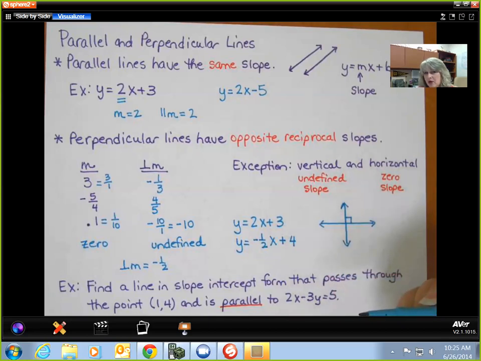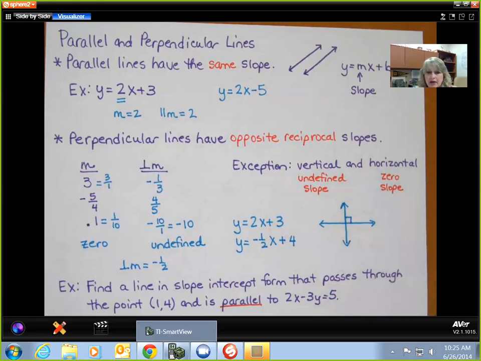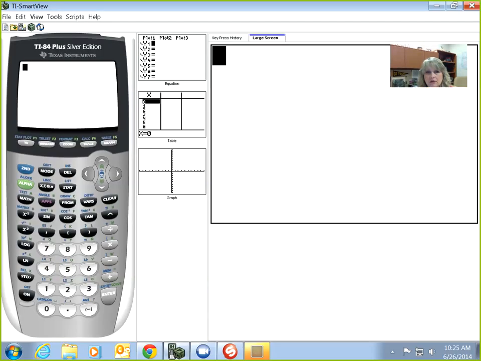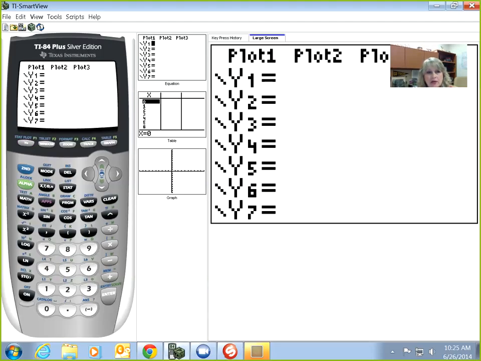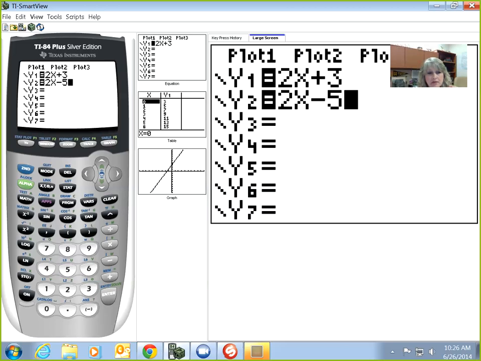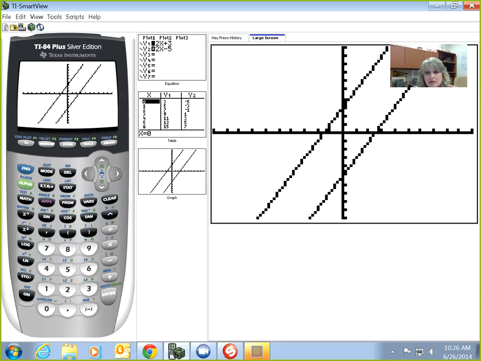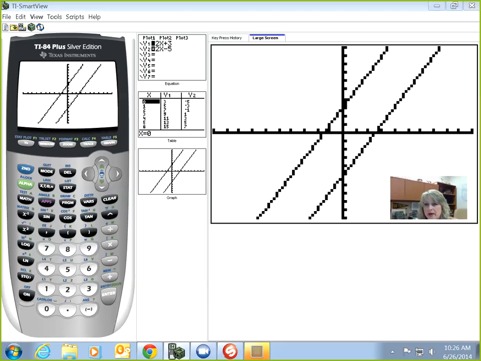Now, let's talk about what they look like when you graph them. Let's get our calculator, and I'm going to get my calculator out and show you. All right, so let's go to y equals, and let's type in that original line, y equals 2x plus 3. And then we'll do the one that's parallel to that we wrote down was y equals 2x minus 5. And we'll look at those, and they should be parallel to each other. And there you see them. They are parallel to each other.